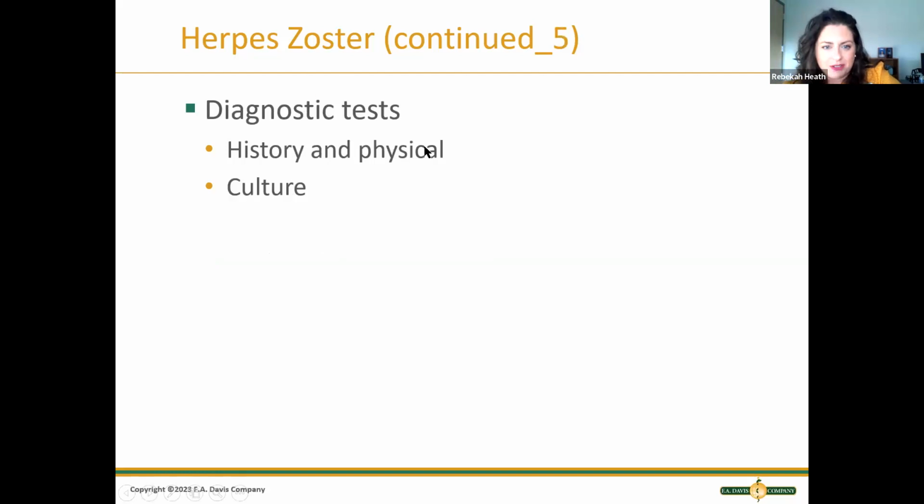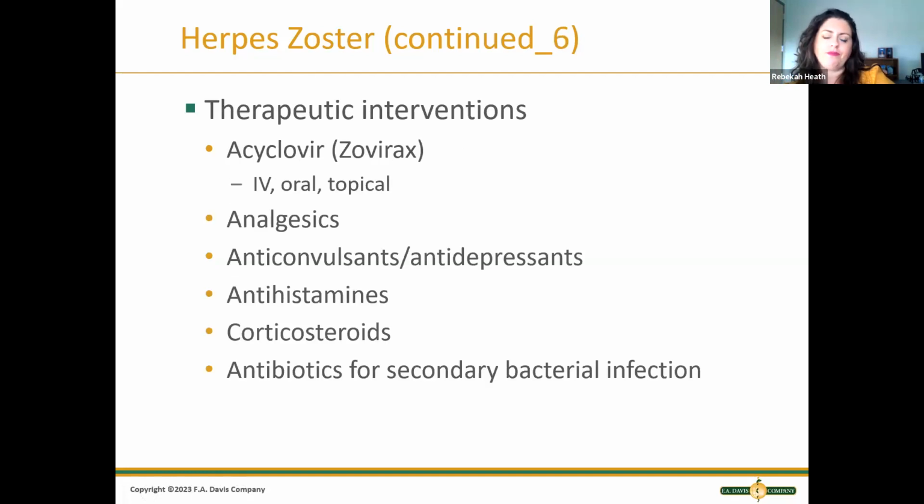They're going to get, again, history and physical. Has this person had chickenpox? Have they been immunized? They might get a culture. Again, they're going to be given some antivirals like acyclovir, probably some analgesics, anticonvulsants or antidepressants. Sometimes that can help with some of the nerve issues. Antihistamines like Benadryl help with the itching, and steroids.